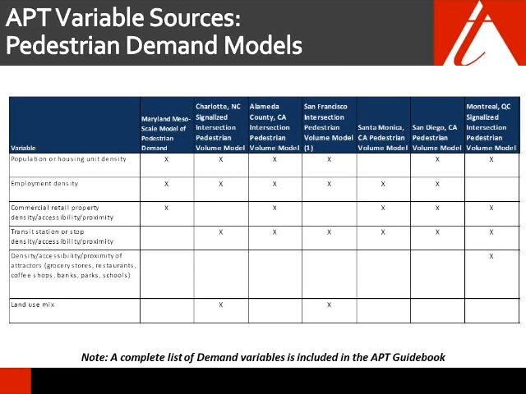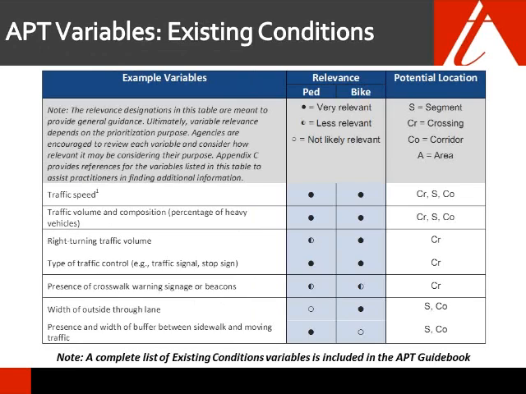Great, thanks, Bob. And this is just an example, again, of some of the guidance that's provided in the app's guidebook. Selecting variables really depends on your prioritization purpose, and obviously it's going to depend on the data availability. I'm going to talk about that in just a second. And among the most important considerations for deciding which variables to use are the mode and the location type, or how you're going to apply those variables. Are you comparing corridors? Are you comparing areas, intersections?